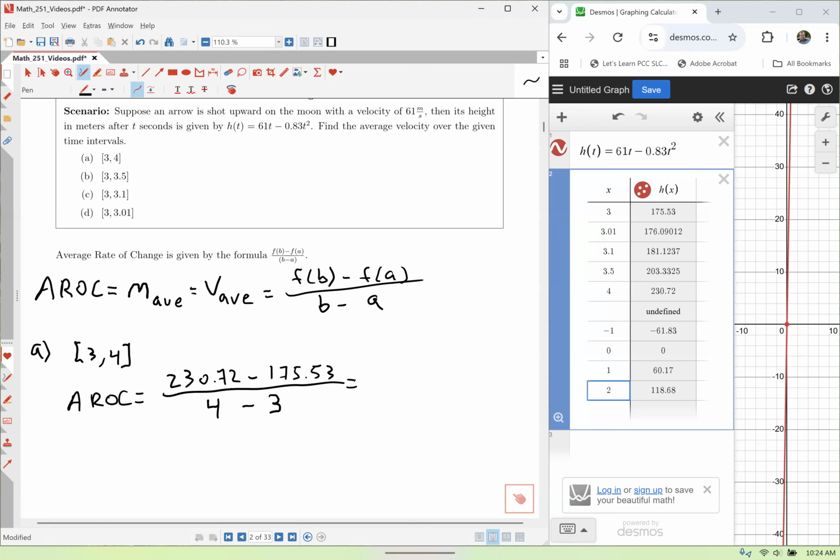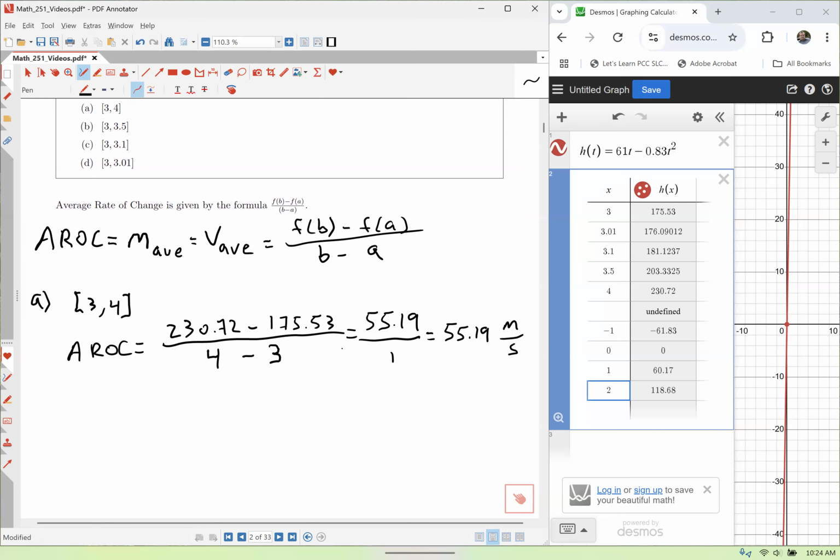On the bottom, I'm noticing that that is just the number 1, so that's kind of a nice denominator. And on the top, I've got 55.19. So my first average rate of change is 55.19. If we track the units, this is meters on the top, that's the position, and on the bottom I have the seconds. So this is giving me meters per second. It's giving me a velocity.